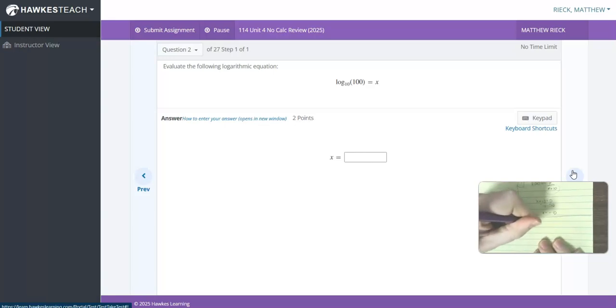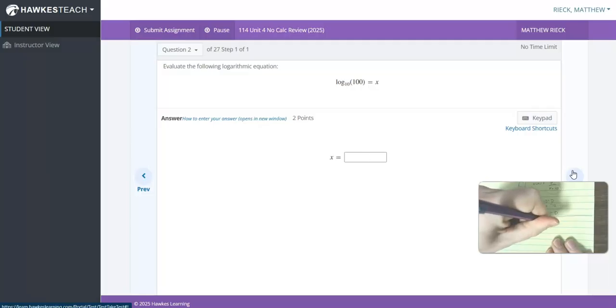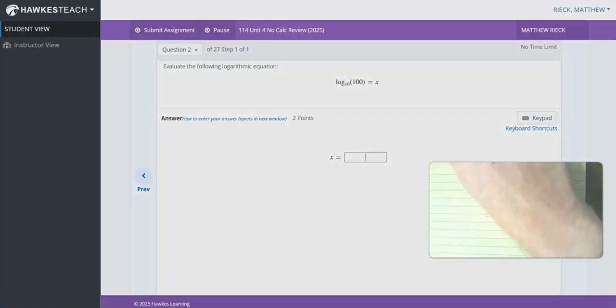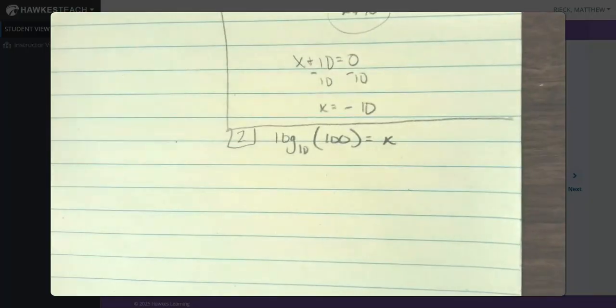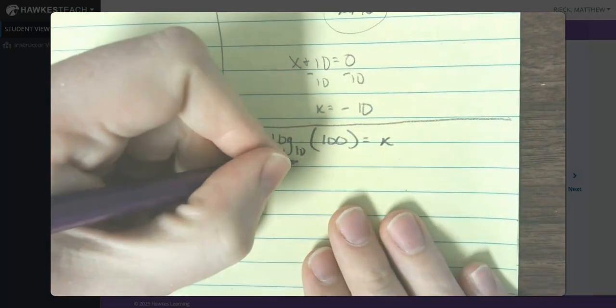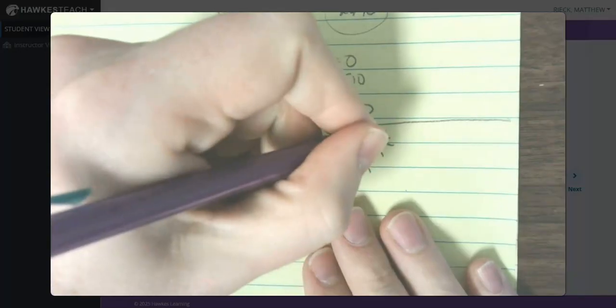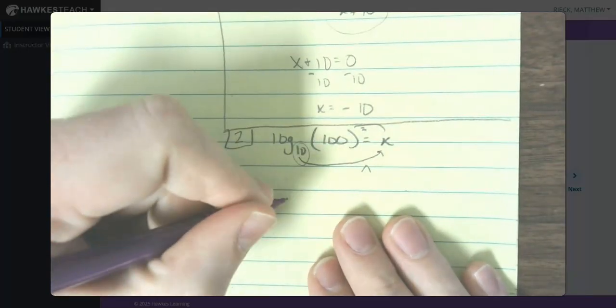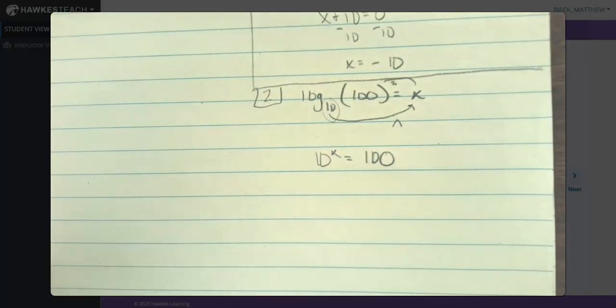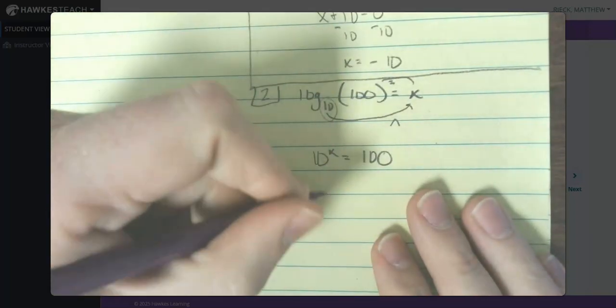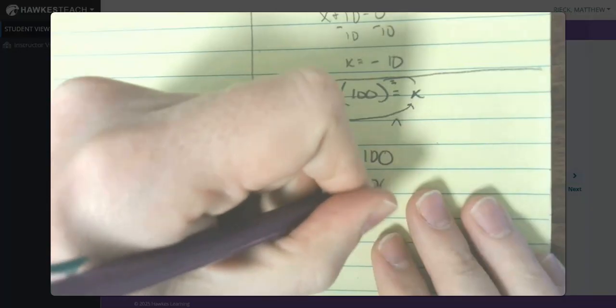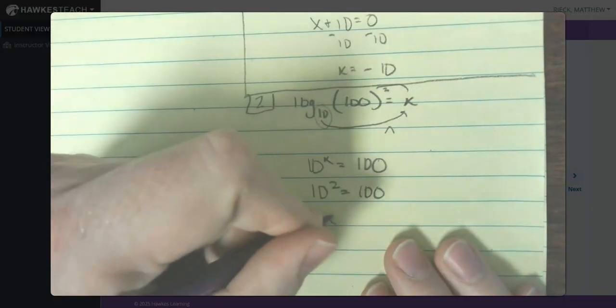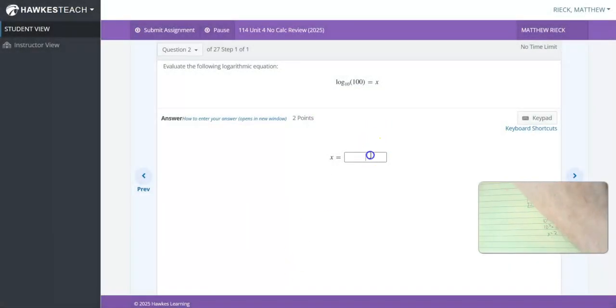So the next one here, so you have log base 10 of 100 equals x. Alright, so again, to solve a logarithmic equation, the logarithm is just saying what number I need to raise 10 to get 100. So again, we can rewrite this as an exponential. So again, we have 10 to the x equals 100. So 10 times itself, how many times equals 100? In this case, we have 10 squared is equal to 100. 10 times 10. So in this case, we have x equals 2. So the log base 10, or the common log of 100, is just going to be 2.